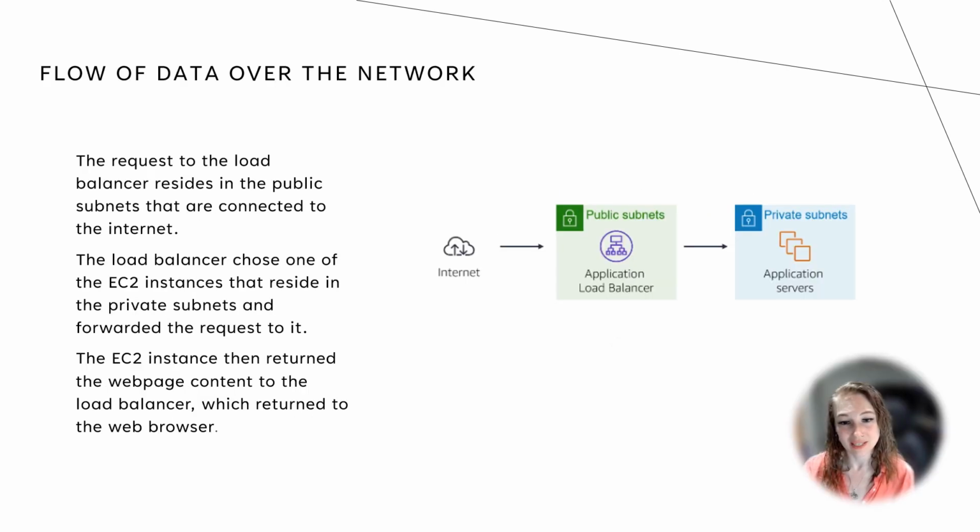Here we see a little diagram showing the flow over the data network. So the request goes to the load balancer, which resides in the public subnets that are connected to the internet. The load balancer chooses one of the EC2 instances that reside in the private subnets and forwards the request to it. The EC2 instance then returns the web page content to the load balancer, which returns it to your web browser.